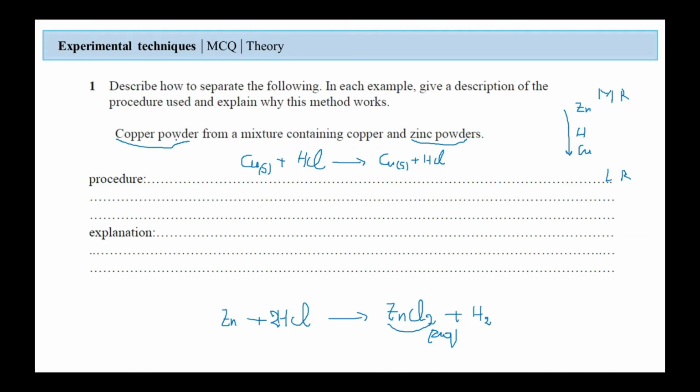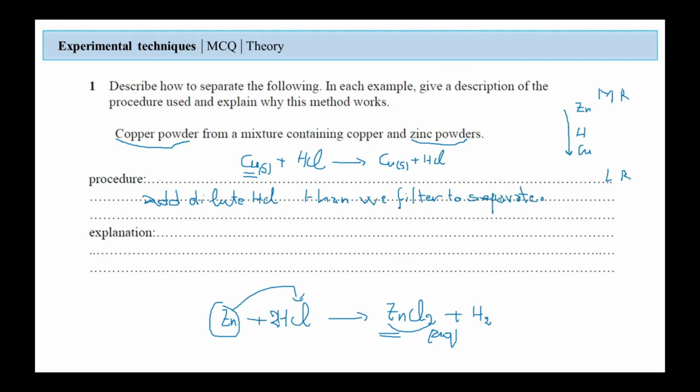So, by dissolving the mixture, which contains copper powder and zinc powder, only the zinc will be dissolved in HCl to give an ionic compound, an aqueous solution. Then the copper will be left as it is. So the procedure here is to add dilute hydrochloric acid, then we filter the solution to separate.